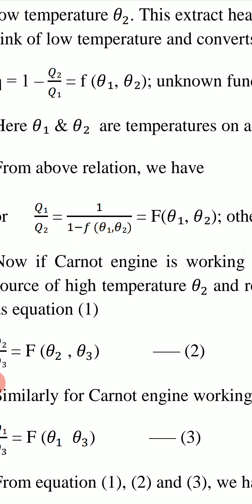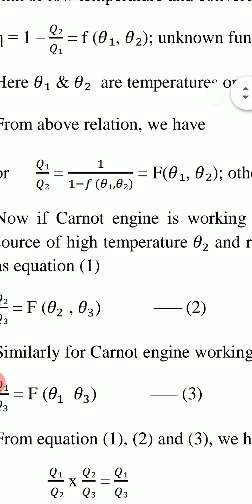Now we write 1 upon 1 minus small f(θ1, θ2) as equal to capital F(θ1, θ2), which is new function of θ1 and θ2. So we have ratio of two heats Q1 and Q2, and it is equal to function capital F, which is function of θ1 and θ2. θ1 and θ2 are temperatures of source and sink at arbitrary scale, and in left hand side we have ratio of two heats. Q1 is heat extracted from source and Q2 is heat rejected to sink.